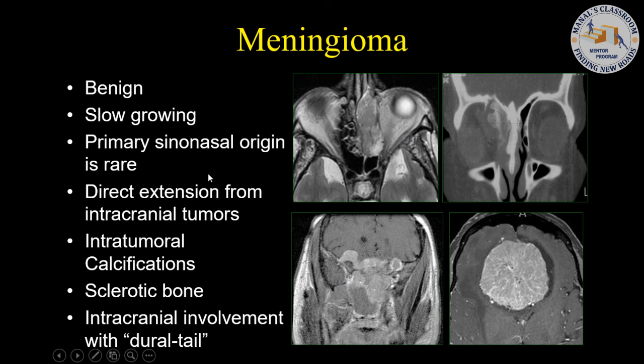Involvement in the sinonasal region is rare. Occasionally, this was a meningioma that arose from the maxillary sinus. This was another one that arose from the nasal cavity. This one was involving the planum sphenoidale.